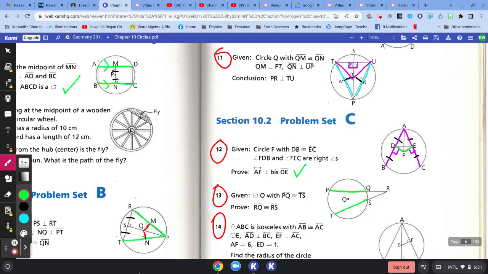All right, I hope that you have paused the video, and now I'm going to start drawing some segments. I'm going to draw the distance segment from O to TS and the distance segment from O to PQ. And those distance segments form a right angle right here and right here.